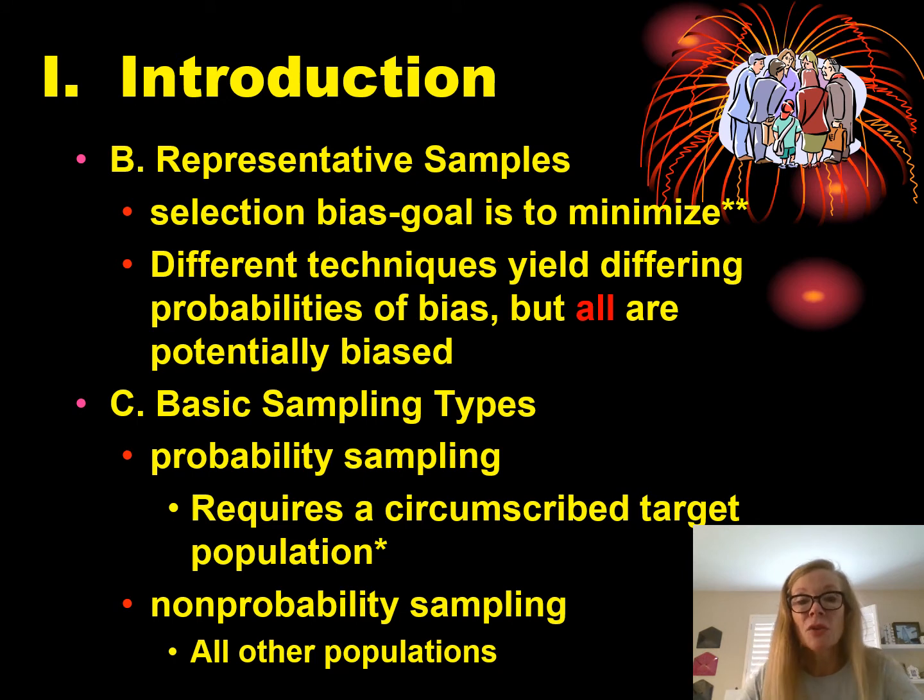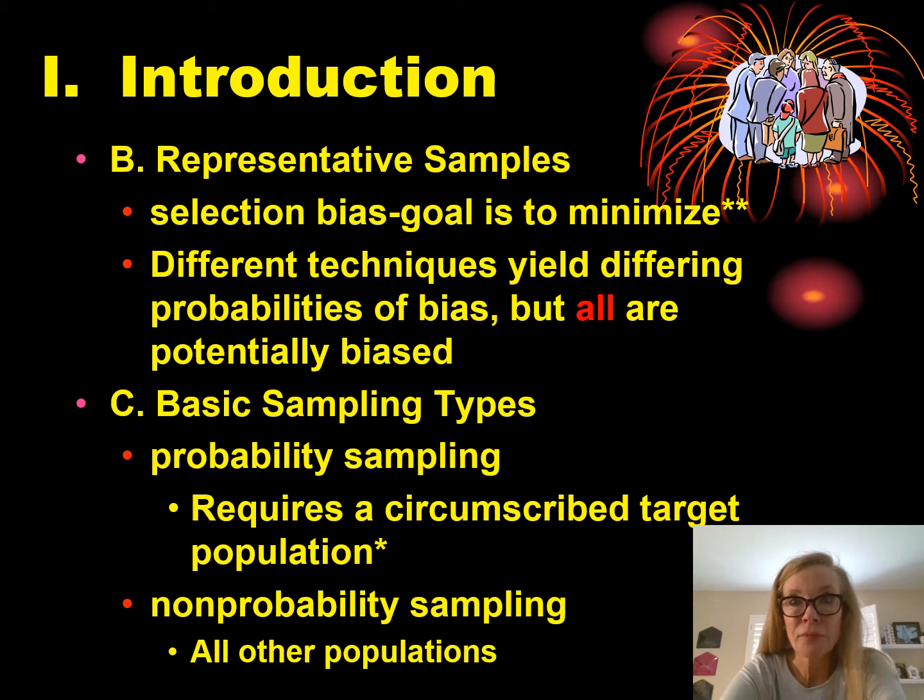All right, so here are the two basic types of sampling. These are the categories I was talking about in the introduction page. So you have probability sampling techniques, that's one category, and then you have the non-probability sampling techniques. Now, you are only going to be able to use probability sampling techniques if you have a circumscribed target population.